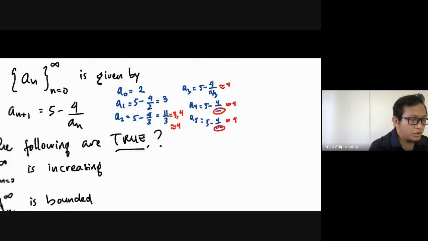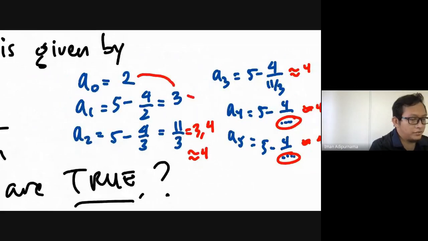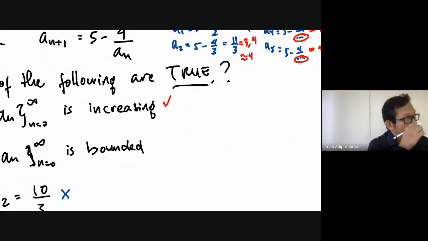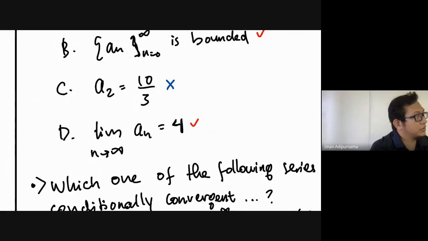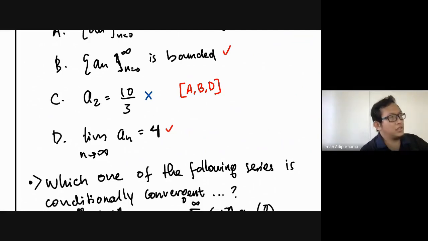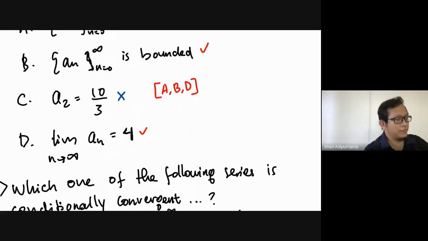So for the first one, a n is increasing. Of course, it's increasing from 2, and then 3, and then 4 point something, right? So it's increasing. And it's bounded by 4, right? It's getting closer to 4. And of course, that is the definition of bounded. So for the solution, you have A, B, and D. That's the correct answer.